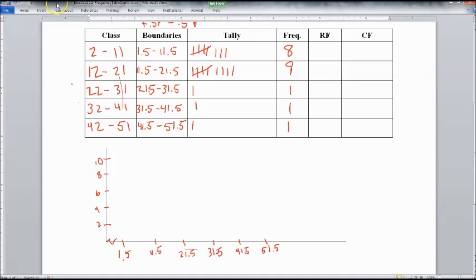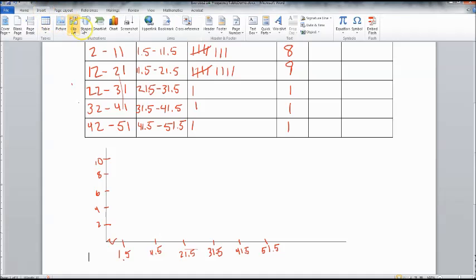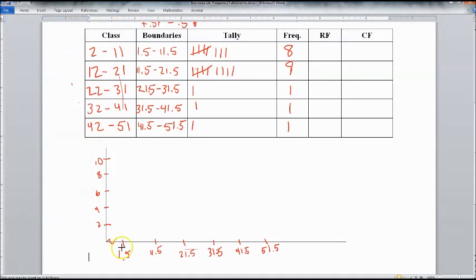All right, so now we're going to look at the tallies, and we're just going to draw the bars across. Let me go ahead and get a box here. We're going to start out at 1.5, and this first bar goes up to what? It goes up to 8 in this case. So I'm going to come across to my next boundary, and I have my first bar.